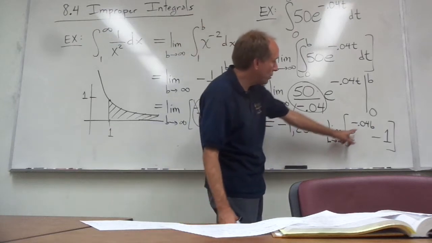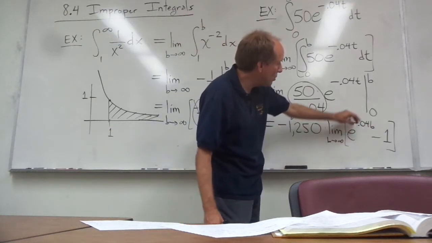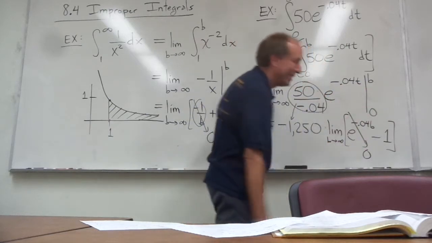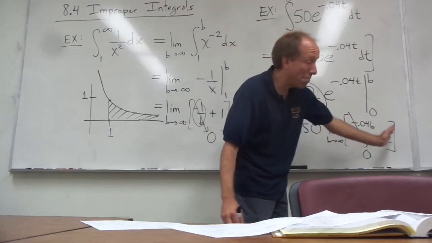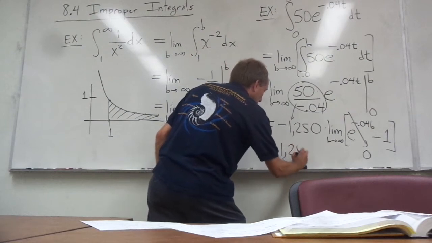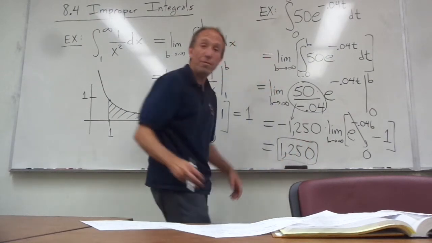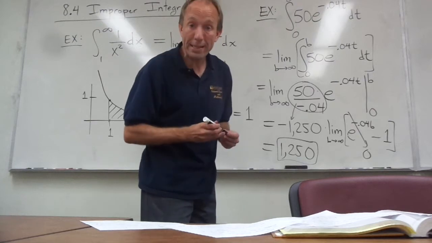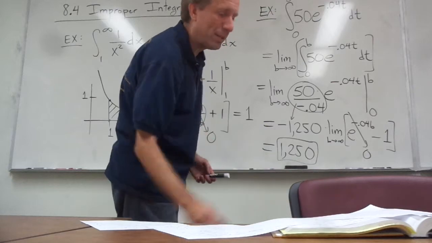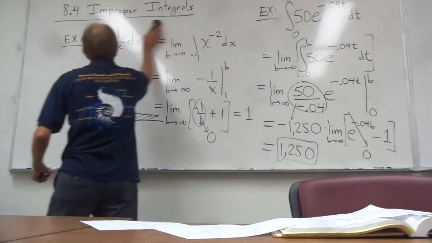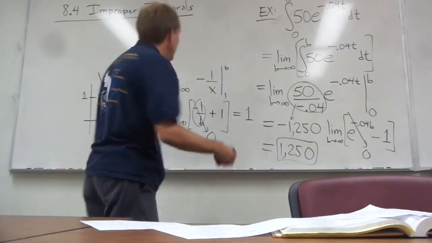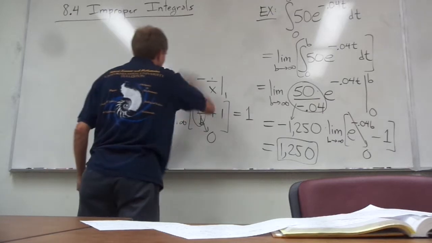Now, as you let b go to infinity, this is e to the negative infinity, a negative huge power. That's like 0. You actually have 0 minus 1, which is negative 1, and negative 1 times negative 1250 is 1250. It's a finite amount of total waste, a finite amount of pollution. So it's quite remarkable that you can actually get a finite value out of that, even though that substance is decaying radioactively forever.